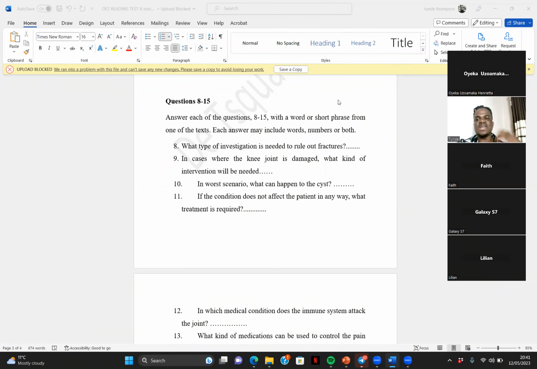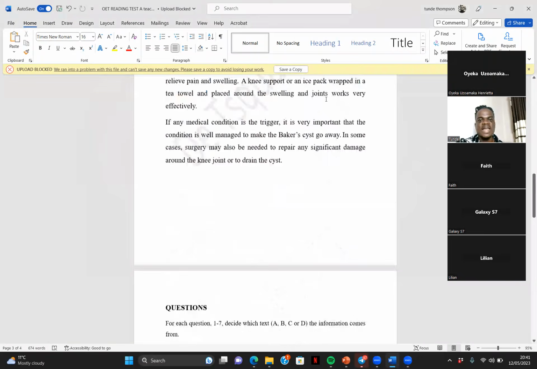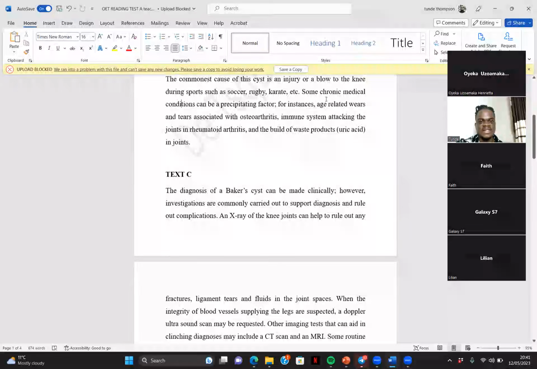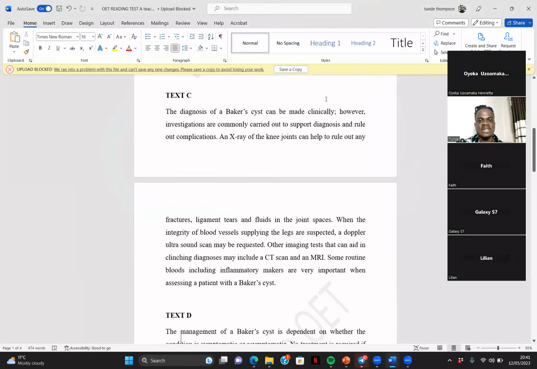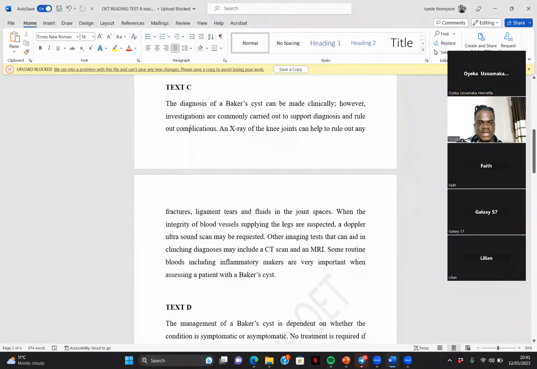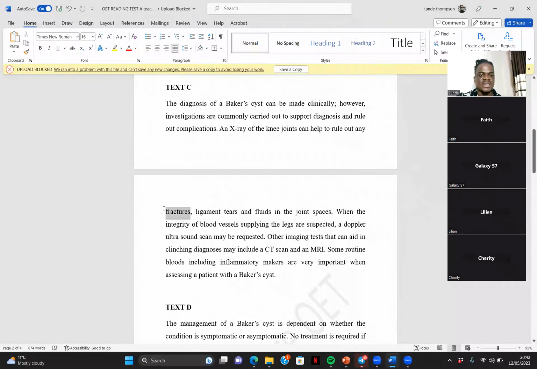So you don't need to start from the beginning looking for your question. You just go straight to that text. Now, when you get to this text, it's not as if you are reading anything. The key word there is fractures. What you quickly do is scan through. Where can I find fracture? You just scan through and see where you will get fractures. Now, this is where fracture is. What am I going to do? I'm going to read around this fracture.